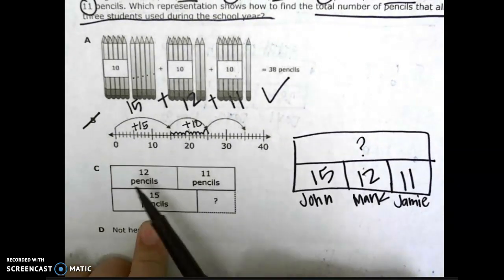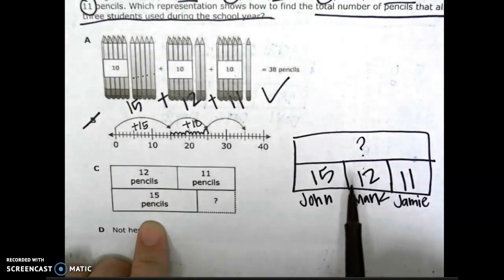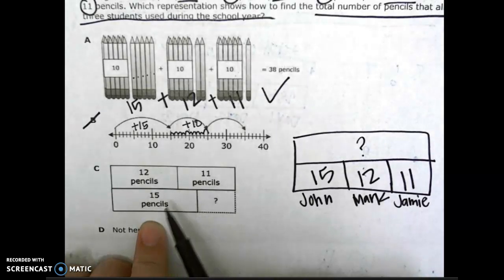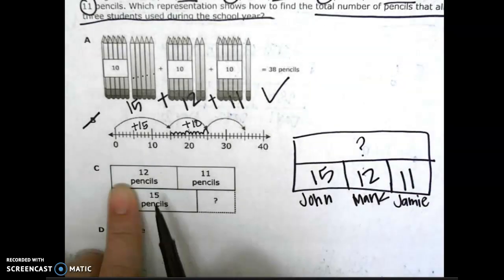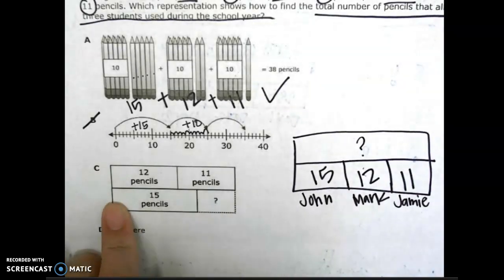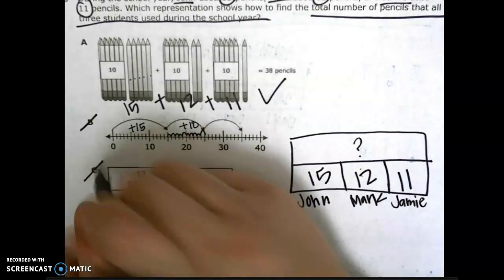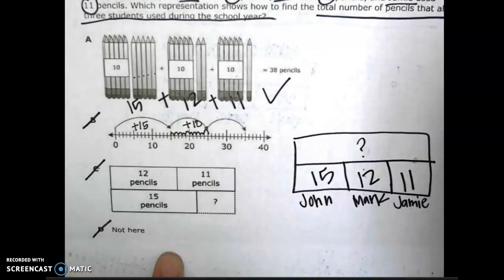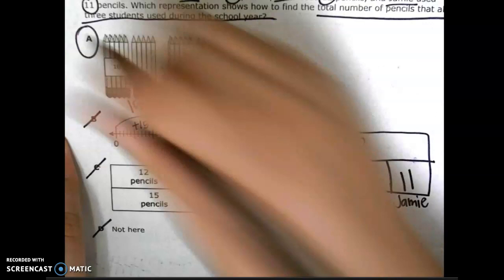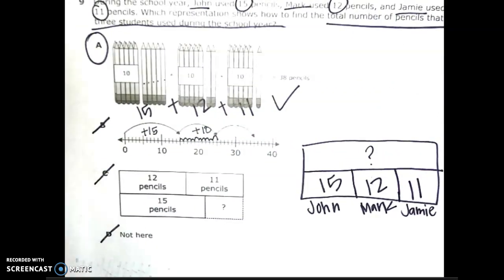And then look at letter C. We created our strip diagram. Our strip diagram looks nothing like this. This is telling me that 12 pencils plus 11 pencils is going to be the same amount as 15 pencils plus something. Well, that doesn't work, and we know it's not D because we have a representation. Letter A is your answer.